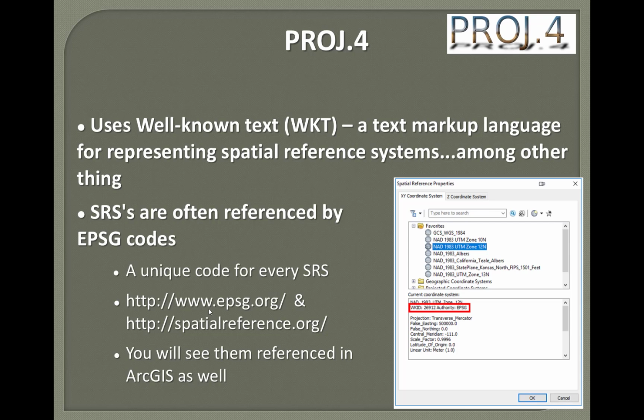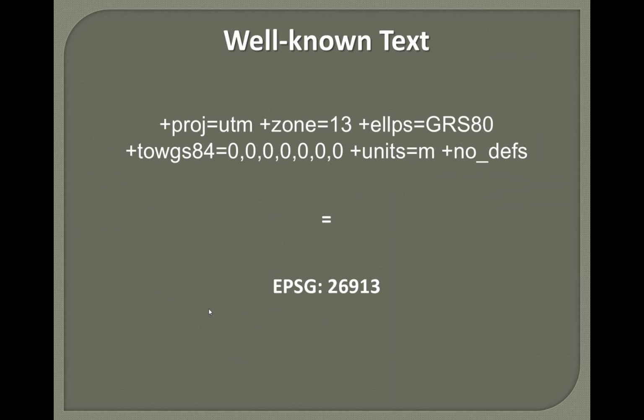EPSG.org or spatialreference.org will help you do that. This is what a string of well-known text looks like for a UTM projection. It's simply the projection is UTM, the zone is 13, the ellipsoid is GRS 80, and then it doesn't have any other parameters. So this projection, UTM zone 13, can also be referenced by the EPSG code 26913.